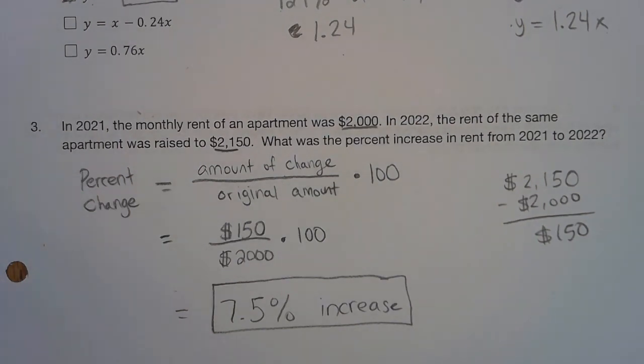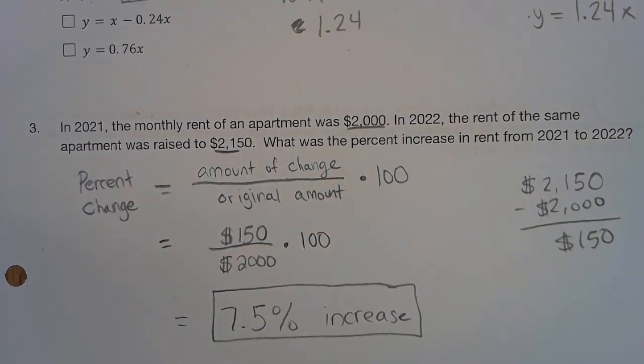Okay, and that's helpful to know because you can compare for different people who have different costs. The cost of the apartment is different. How much is it relatively increasing by, right? And that's the usefulness of a percent, it's like the relative change.